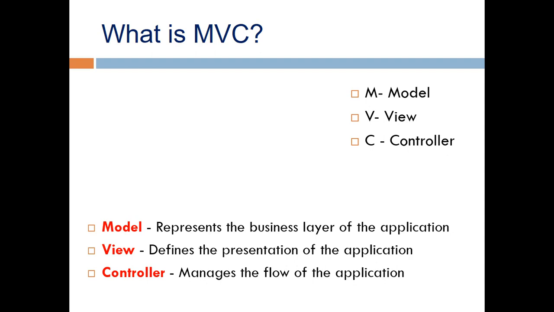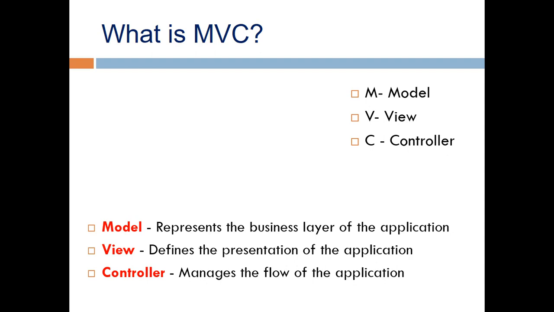So now, as you can see on your screen, the model, view and controller are defined. What does it mean? A model represents the business layer of the application. A business layer basically means the application is being designed, right? And the data, the updated part of the data, the business logic of the application is present at the model layer.